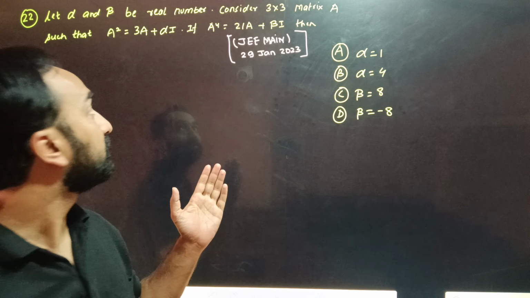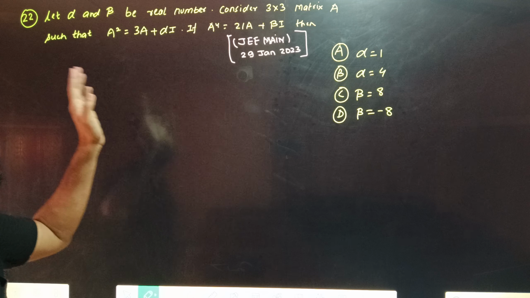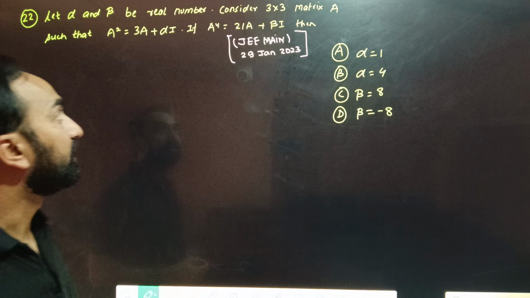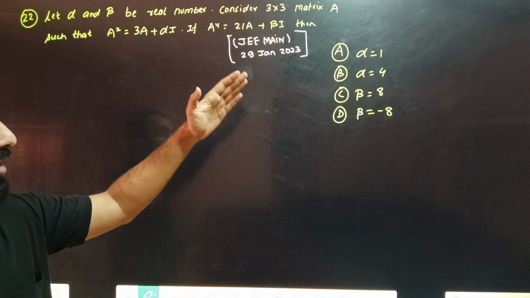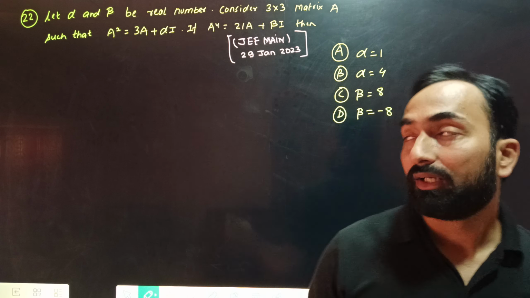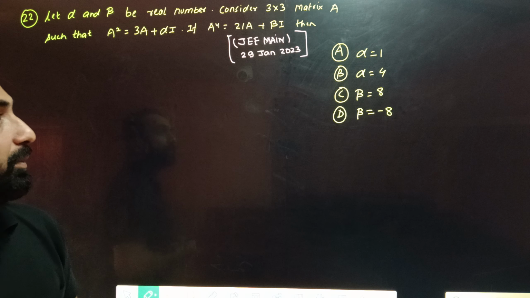Okay, so the next question is: let alpha and beta be real numbers. Consider a 3 cross 3 matrix A such that A square is equal to 3A plus alpha I. If A to the power 4 is equal to 21A plus beta I, then we have to find the value of alpha or beta. So let's see how we can proceed with this question in finding the alpha and beta values.